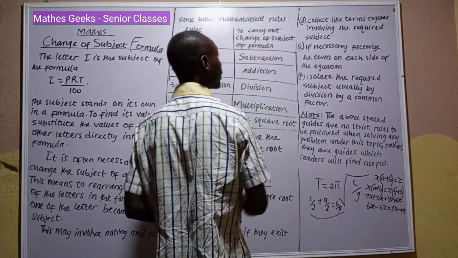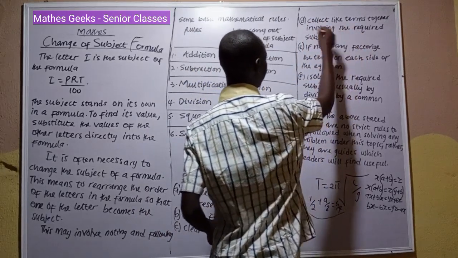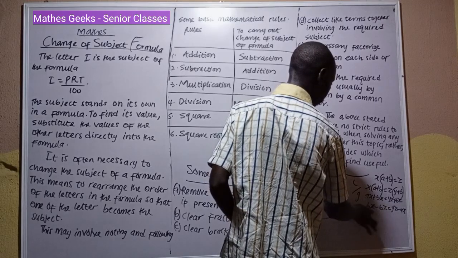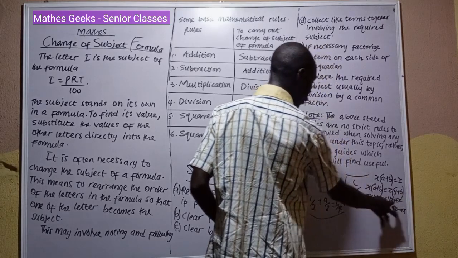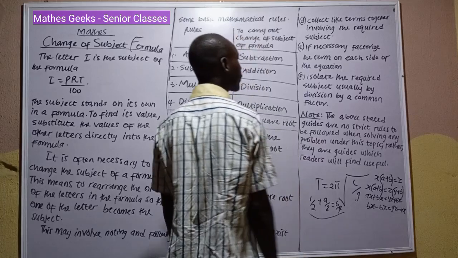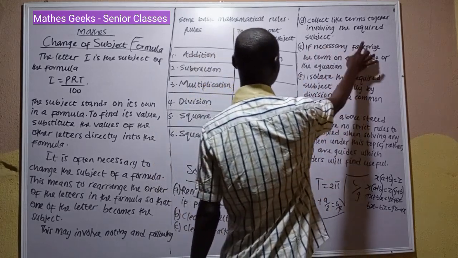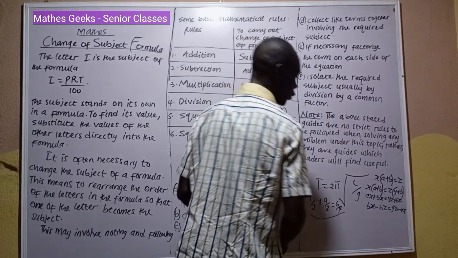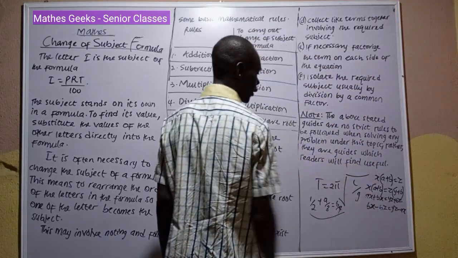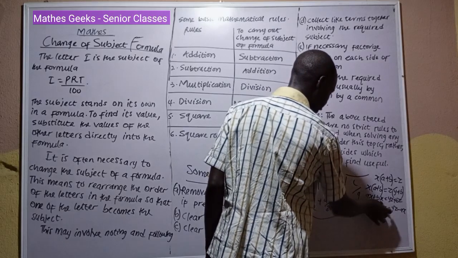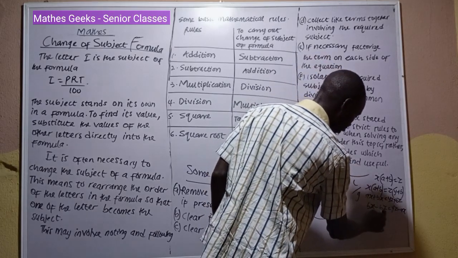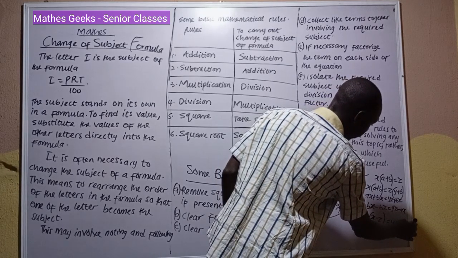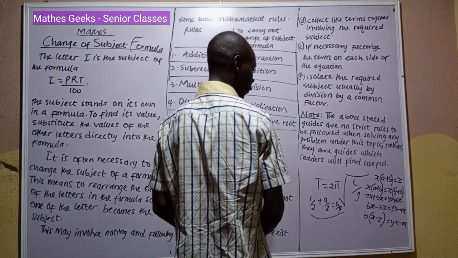So now this is what C is saying: collect like terms together involving the required subject. So we've collected like terms together because we want to make b the subject of the formula. b is common on both sides. So we collected like terms involving the required subject. And it says if necessary, factorize a term on each side of the equation. So now, because we cannot just leave it like this, we want to make b the subject, and b is there and b is there. What do we do? We factorize. So when we factorize, b times x minus z is equals to yz minus ax. So this, we have brought b out.